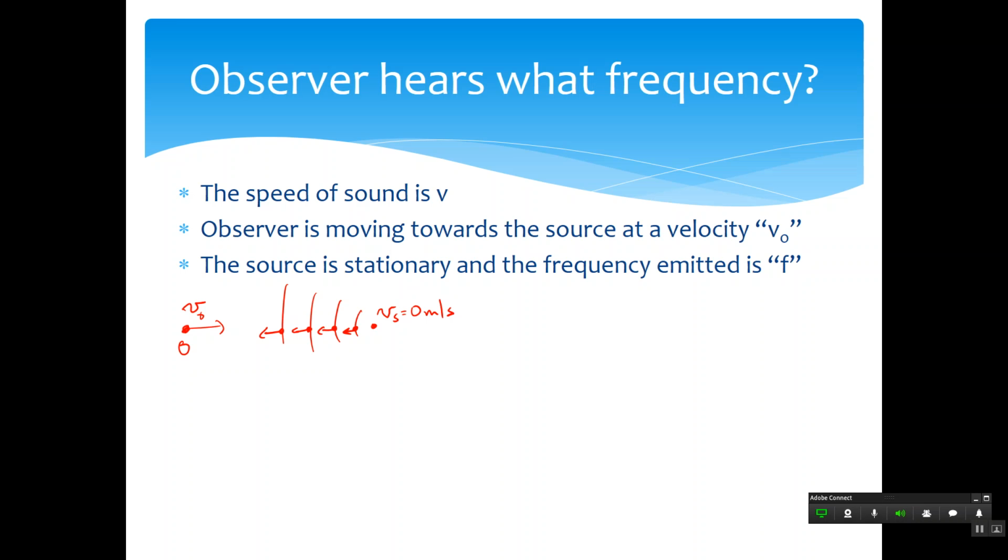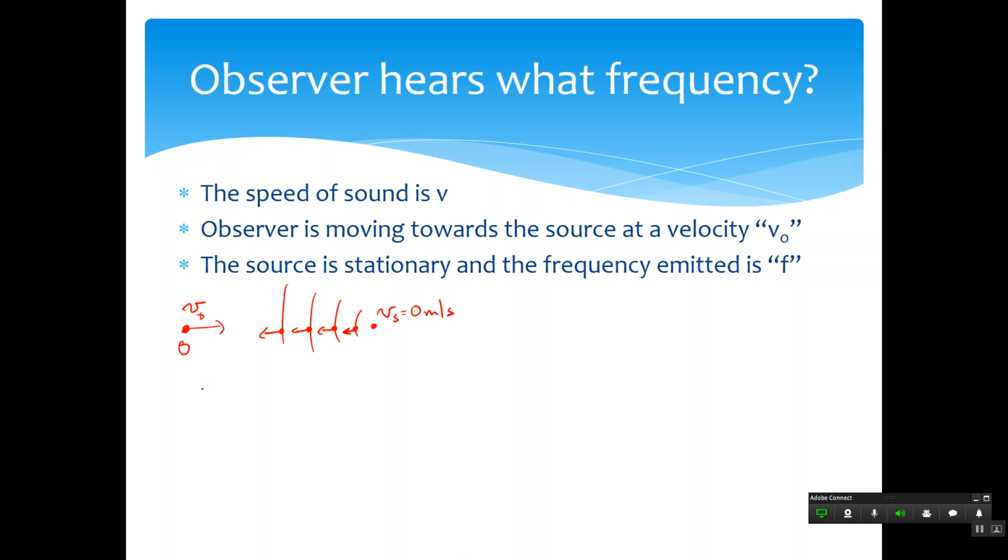So if this person is moving with a velocity vo, and this wave is moving in that direction with a velocity regular v, the speed of sound, then they're going to get to each other faster than if the observer wasn't moving, right? If the observer and the sound are moving toward each other, their velocities will effectively add up. I'm going to explain how they add up in a second.